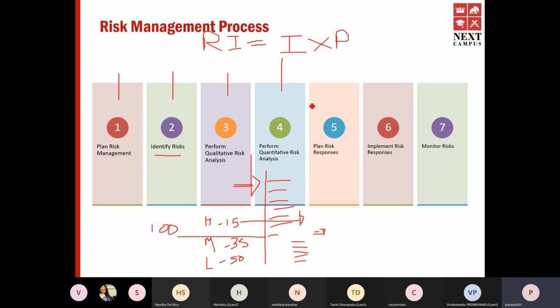Once your planning is completed for risk responses, then you will have to implement those risk response strategies. So you would ensure those risk response strategies are implemented, and then finally you will monitor the risk. You will monitor the trend of the risk. Is the risk deteriorating, or is it increasing? So these are the 7 sub processes of risk management. Do you have any questions, guys?